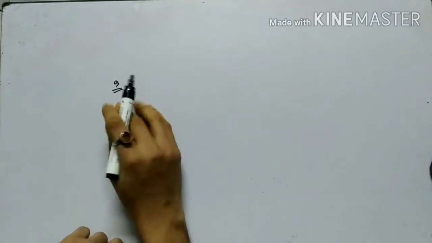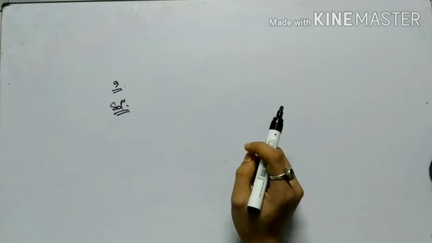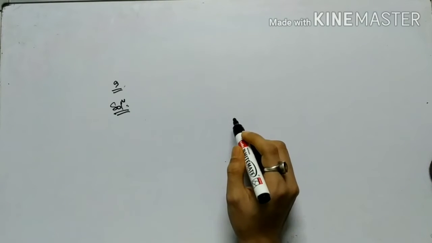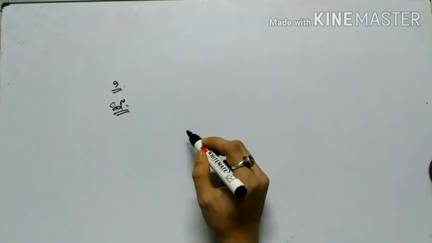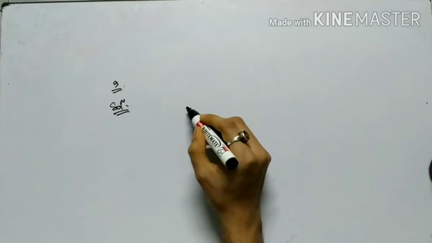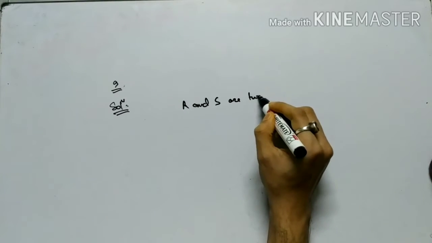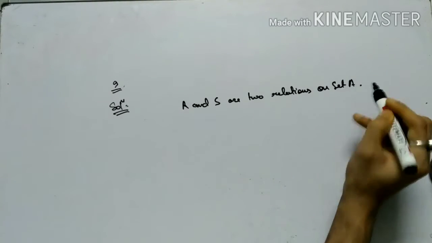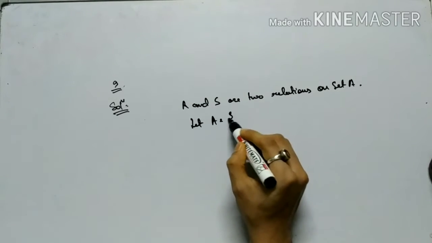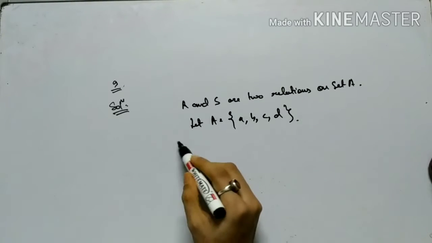First of all, we will do the question number 9 solution here. Let R and S be two relations on set A. Examine whether the following statements are true or false. Since R and S are two relations on set A, let A be equal to {A, B, C, D}.